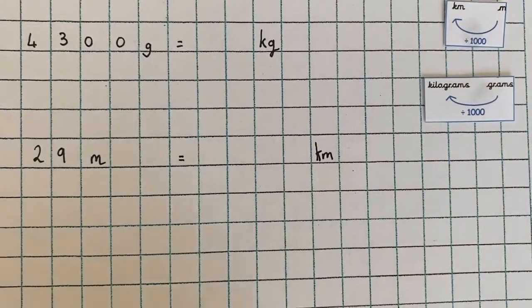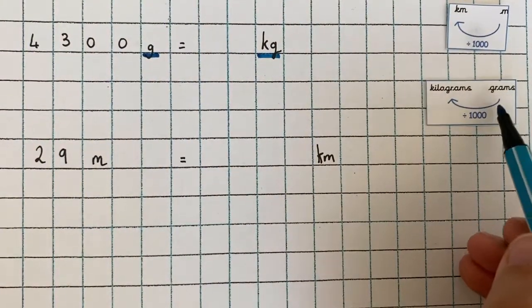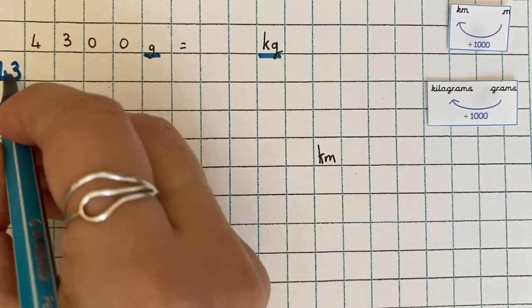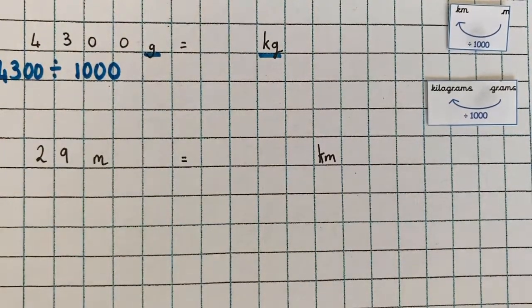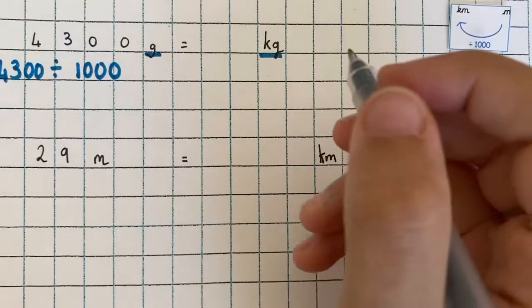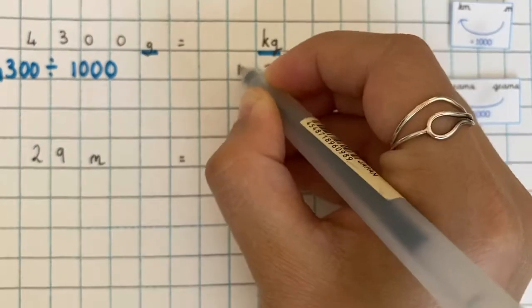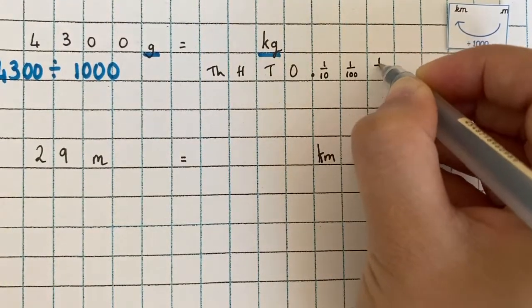I'm going to now convert the other way around, so from grams to kilograms. Okay, so if I go from grams to kilograms, I divide by 1,000. So 4,300 divided by 1,000. You can do this mentally, or you can use the place value grid. So label the columns and then write the number in.